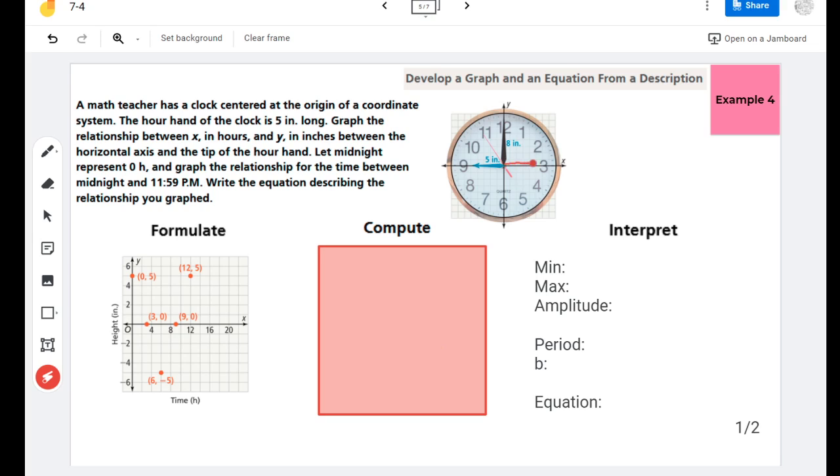So then we go to 3 o'clock, and when 3 o'clock has happened, it's now at a height of 0 on our axis. At 6 o'clock, this hand is moved down and it's down at -5. At 9 o'clock, it's back at the height of 0. And at 12 o'clock, it's back up at 5. All right, so those are the points that they're giving us.